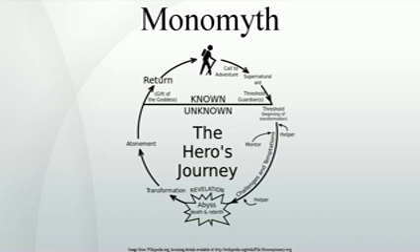The 17 stages of the monomyth. Separation. The call to adventure. The hero begins in a mundane situation of normality from which some information is received that acts as a call to head off into the unknown.